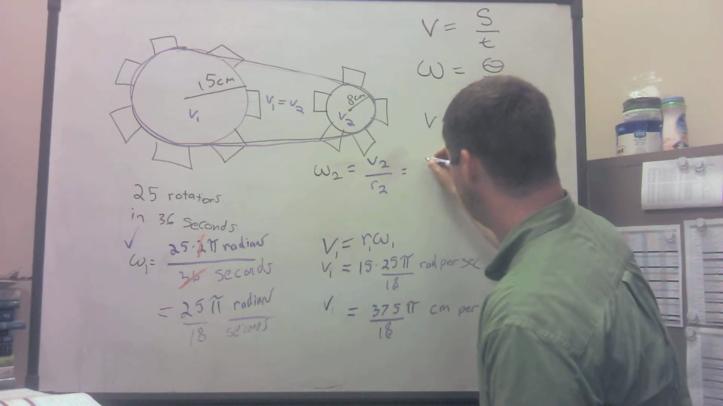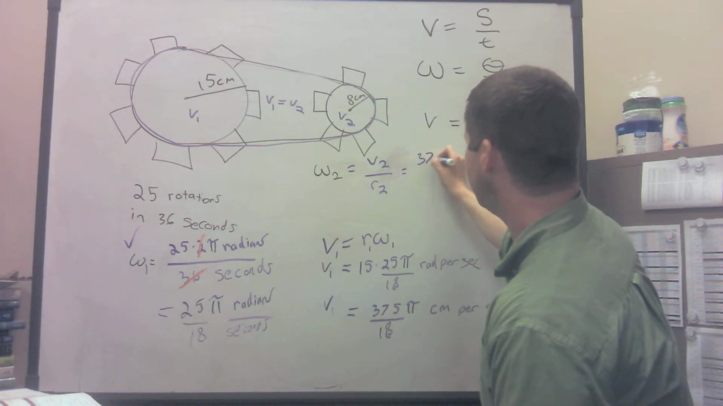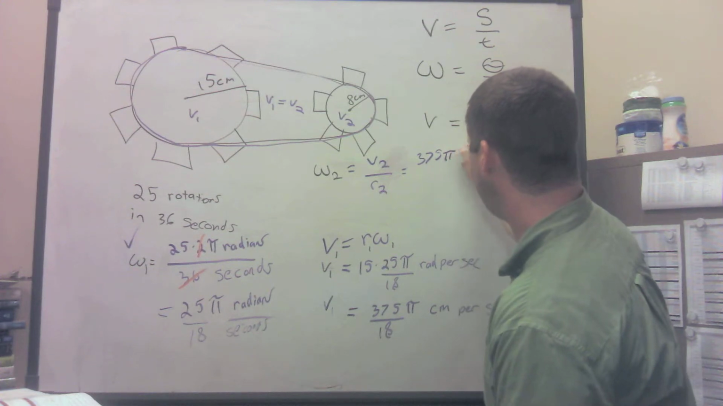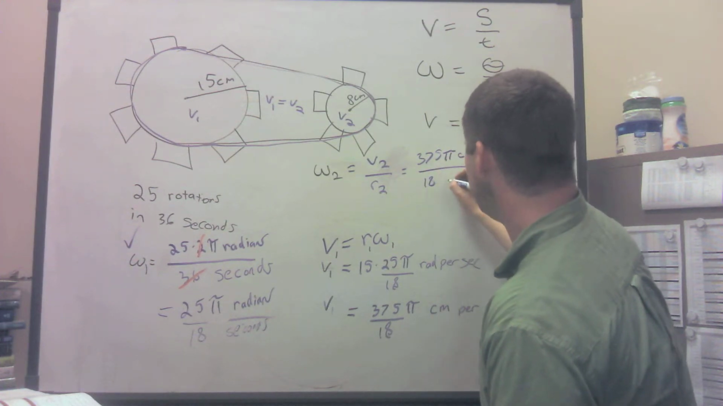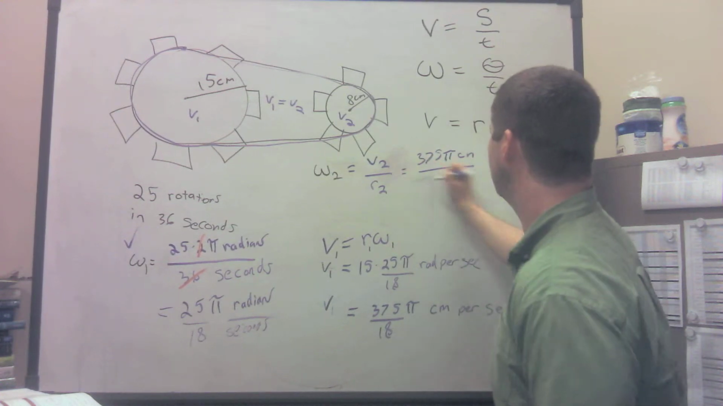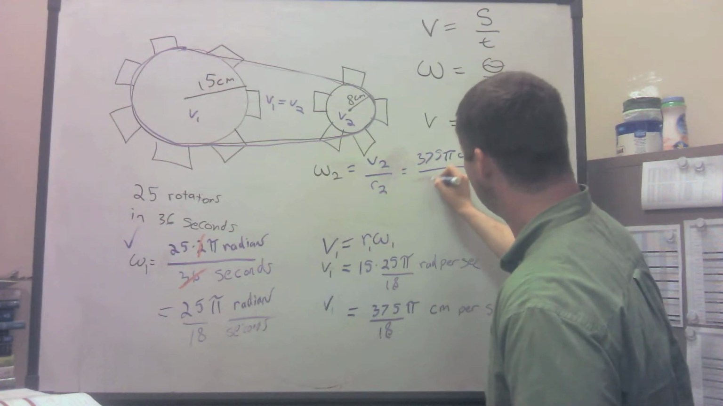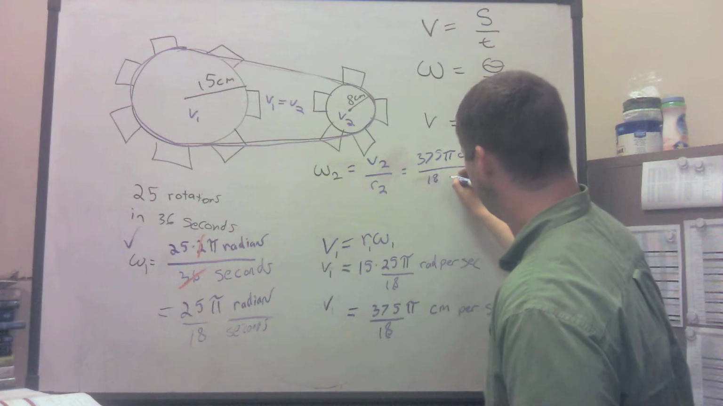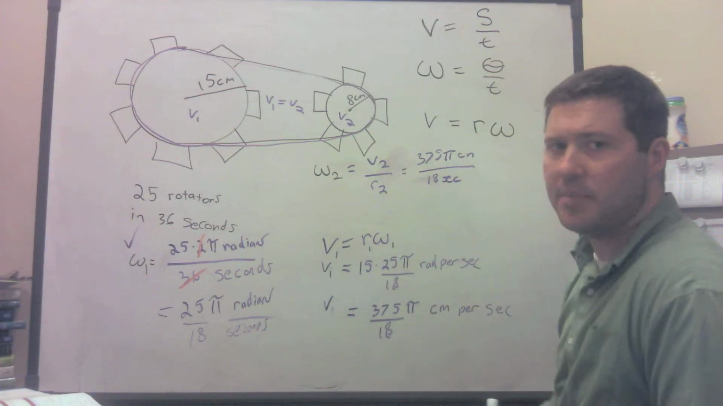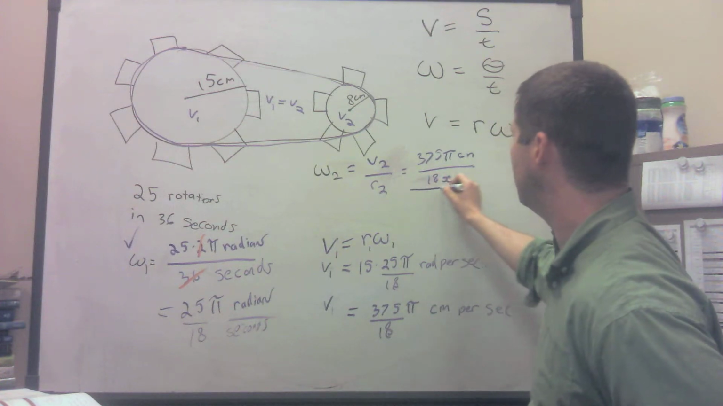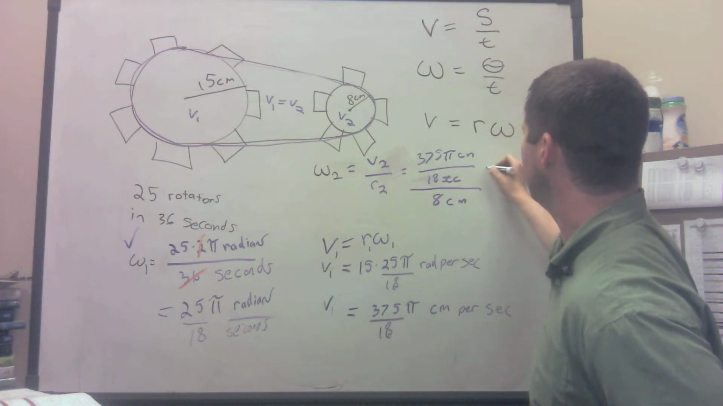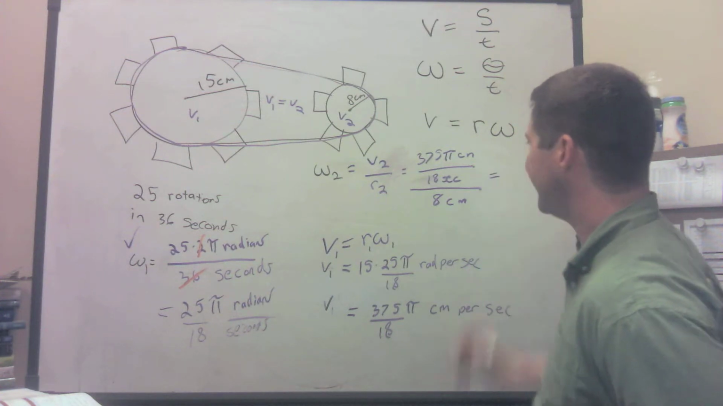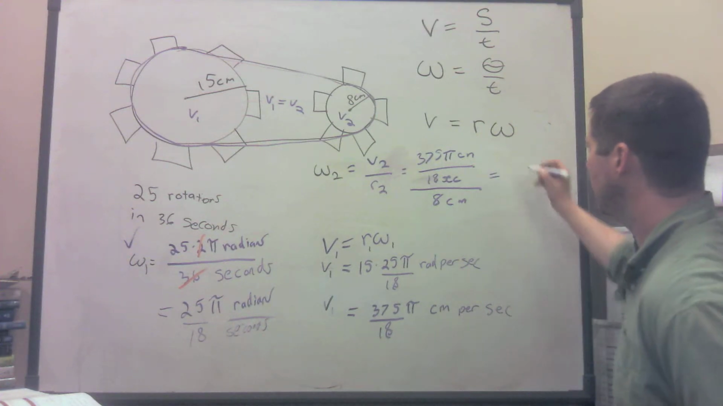So, 375 pi centimeters per 18. Oops. Yeah, I'll go ahead and write it there. Now we're taking that and dividing it by this radius. We're dividing that by 8 centimeters. So again, just a little work with fractions.